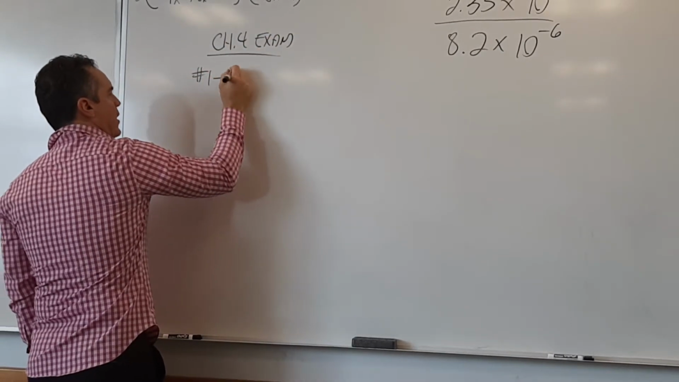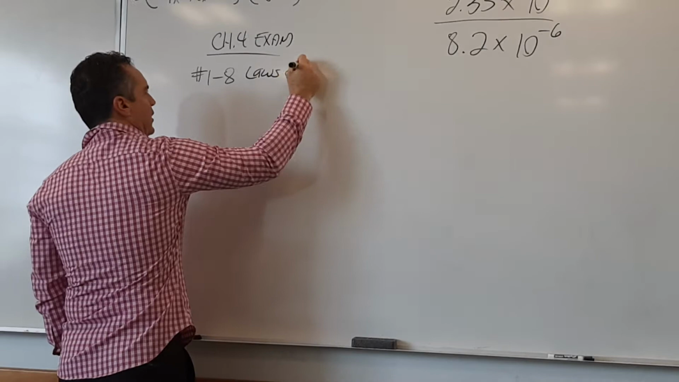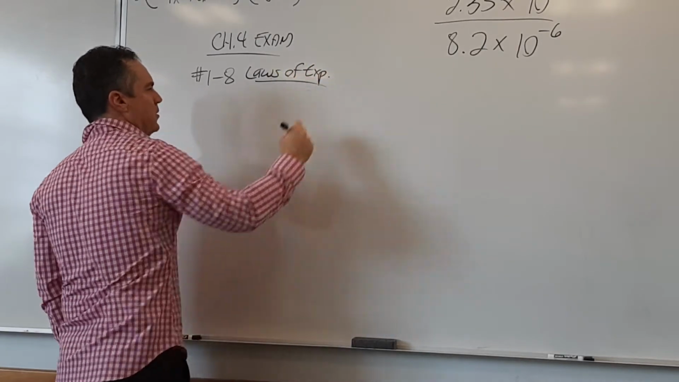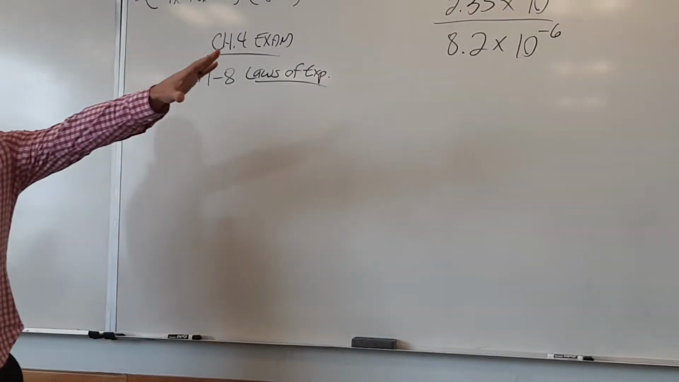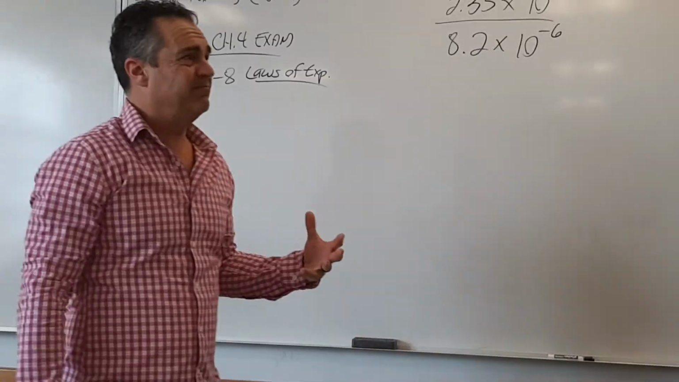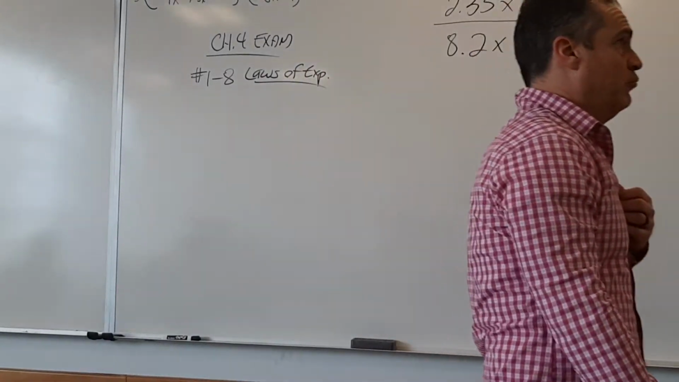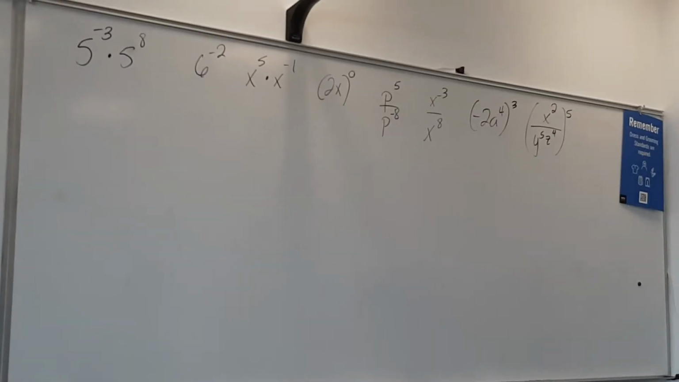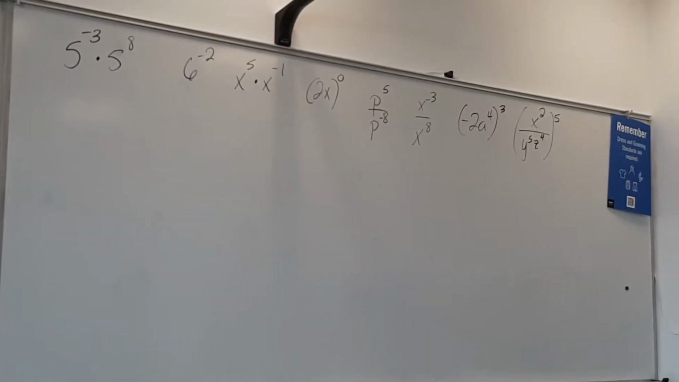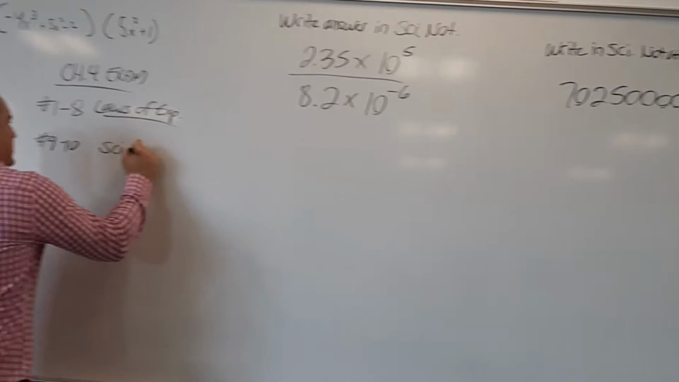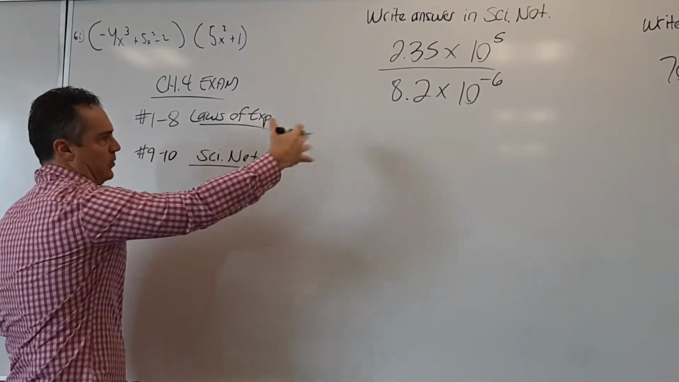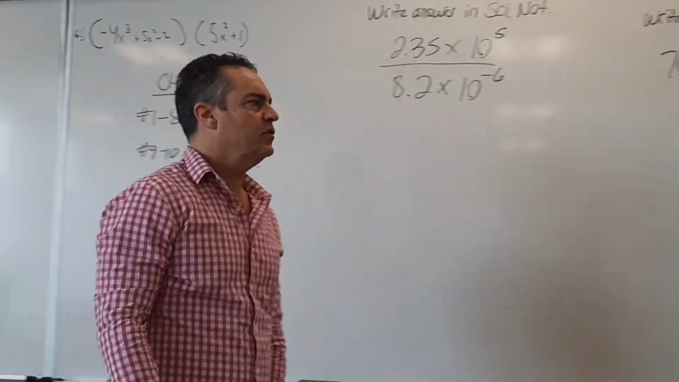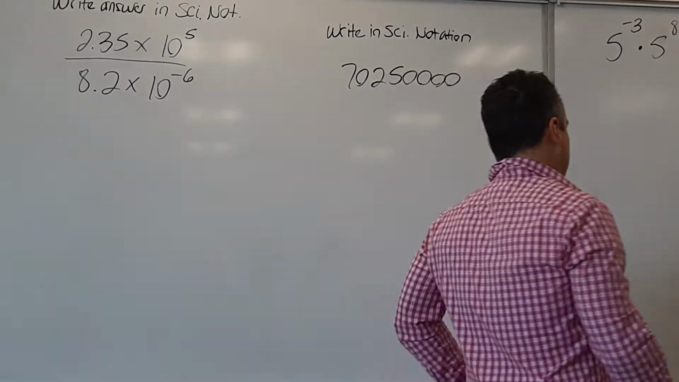Numbers 1 through 8 are laws of exponent problems, and those are those 8 problems over there. Again, they're not identical, but really similar. You're going to be tested on all these concepts. And then numbers 9 and 10 are going to be scientific notation problems, and that's what these two are like. So let's go ahead and quickly do this.